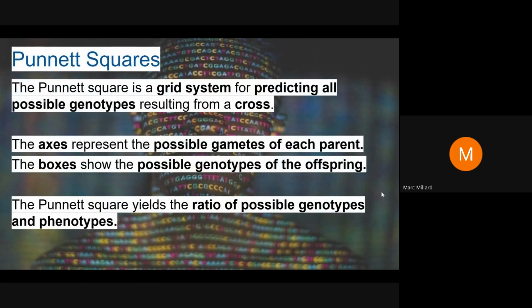All right, so Punnett squares. Punnett squares is a grid system for predicting all possible genotypes that are resulting from a cross. The axes represent the possible gametes of each parent, and the boxes in the grid show the possible genotypes of the offspring. The Punnett square yields the ratio of possible genotypes and phenotypes, so their actual genes and what they'll actually look like.